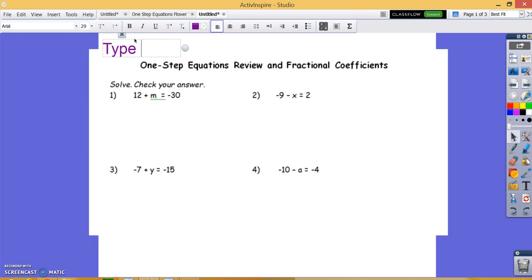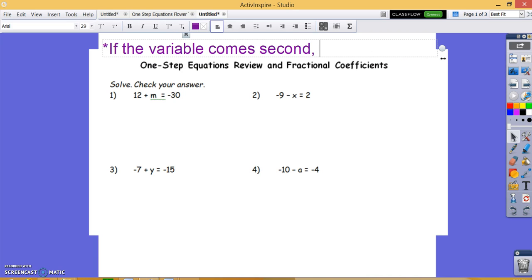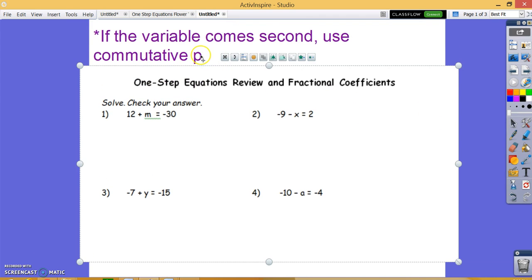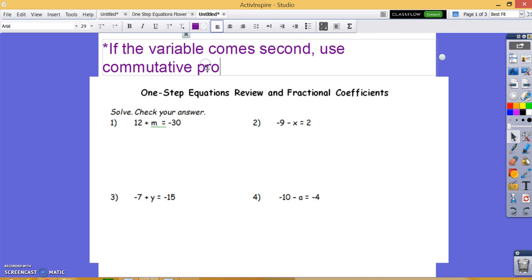So at the very top of your paper, before we start, I want you to write something out. I'm going to type it because it's hard for me to write using this, but you're going to write it out at the top of your paper. So here's the note. I want you to write: if the variable comes second, use commutative property to move x, could be a or m or whatever, so it is first.